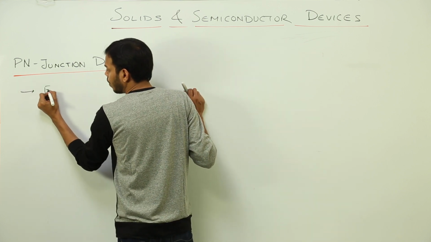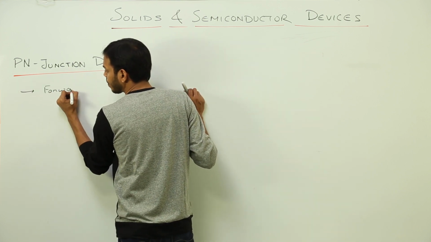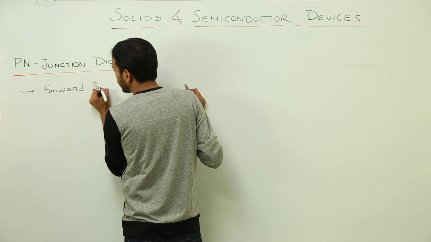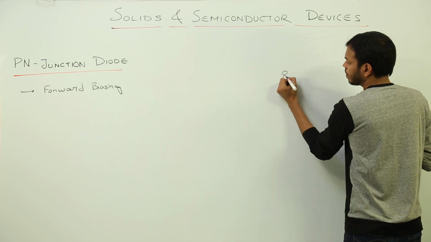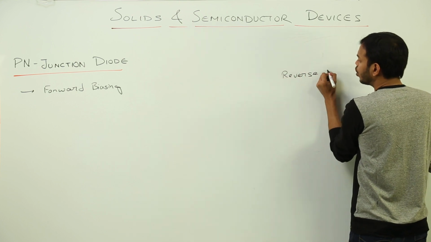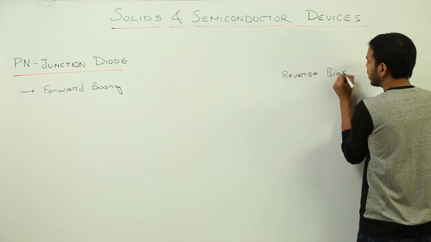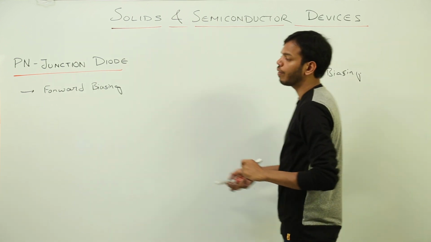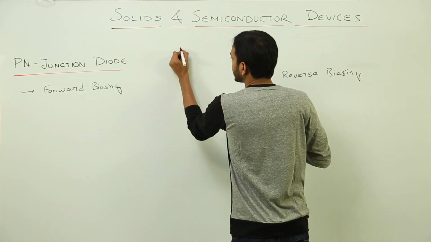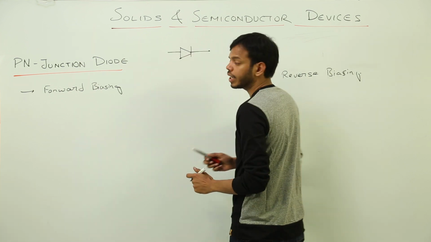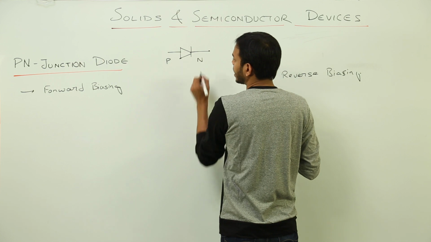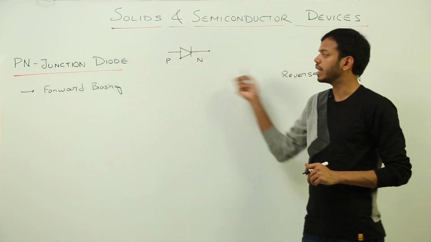One is forward biasing and another one is called reverse biasing. Before going into this detail, I am going to give you the symbol of a p-n junction diode. This is the symbol, a triangle and a straight line. This thing is P, this thing is N. The triangle part is P and the straight part is N.